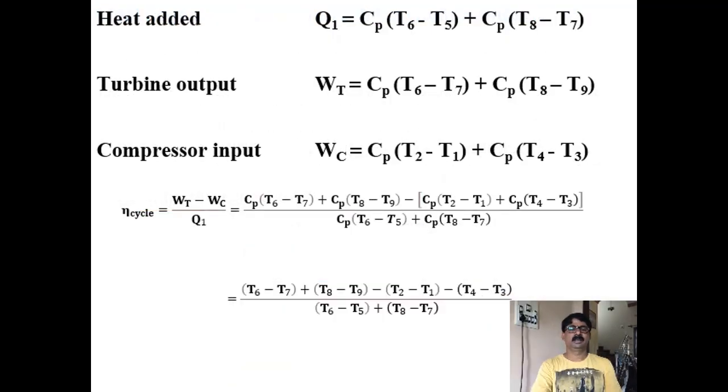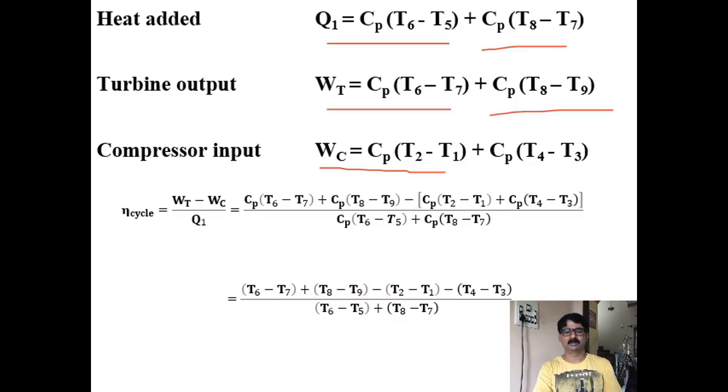Now heat added during this process is Q1 equal to Cp into T6 minus T5, and also during reheat, that is Cp into T8 minus T7. Turbine output, since this is a two-stage expansion: the first turbine, or LP turbine, is Cp into T6 minus T7, and the second, or HP turbine, is Cp into T8 minus T9. And compressor input, again two compressors are there: LP compressor Cp into T2 minus T1 and HP compressor Cp into T4 minus T3.